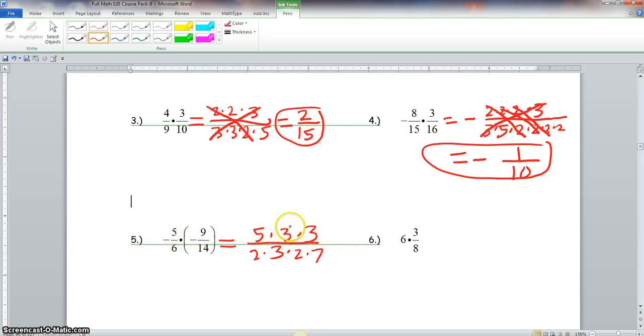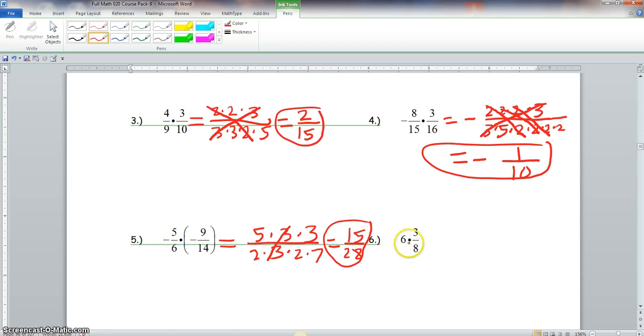Okay, now we have one set of 3's in common, and that's it. So 5 times 3 is 15, and 2 times 2 is 4, times 7 is 28. So our final answer here is 15 over 28. Now we go here to number 6.